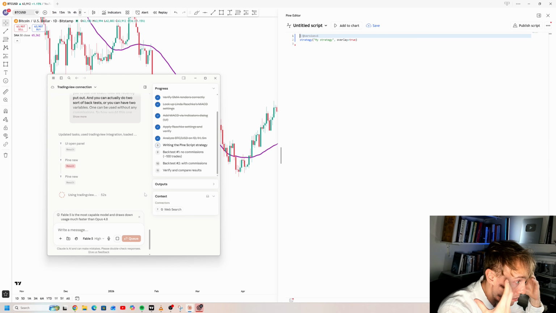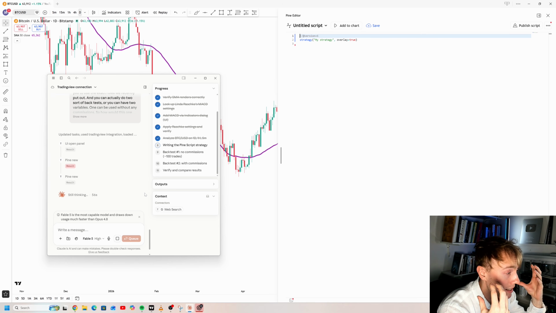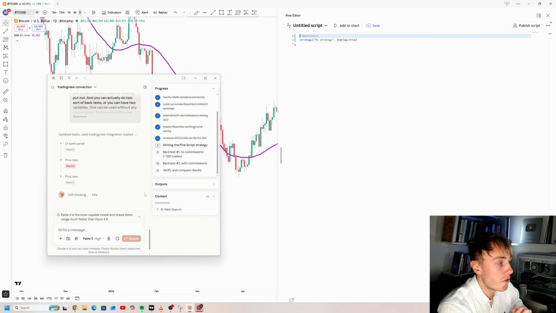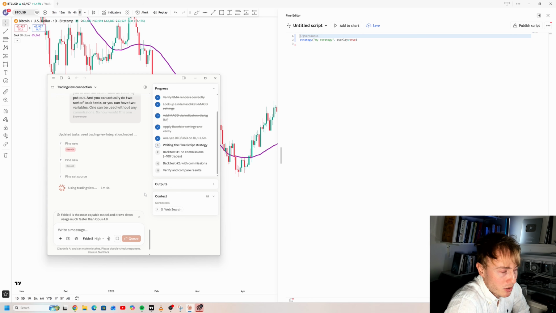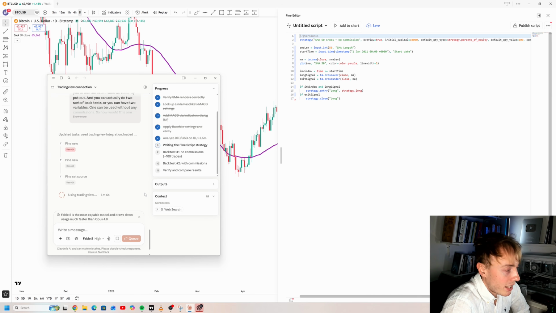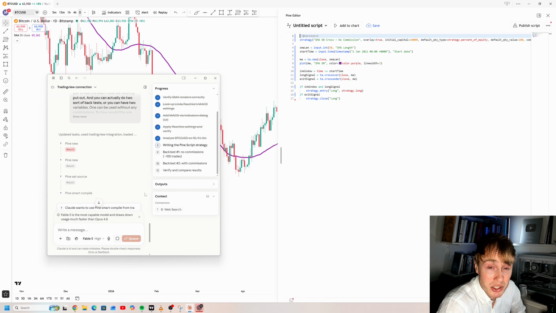You can just build your own trading strategies, backtest them, and just having the power of Fable for normal retail traders like me and you, I think it's such a good thing. I'm super excited about AI in general, and this is just the beginning.